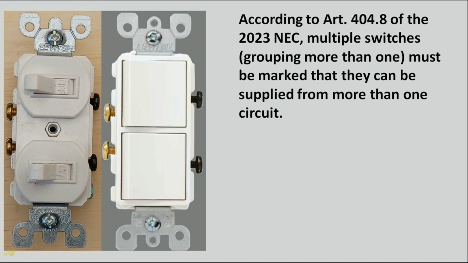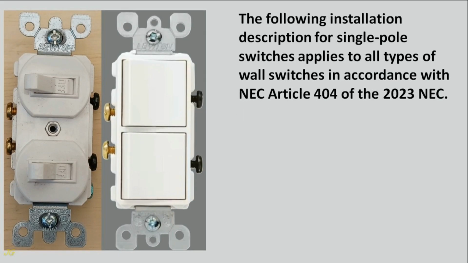According to Article 404.8 of the 2023 NEC, multiple switches, grouping more than one, must be marked that they can be supplied from more than one circuit. The following installation description for single-pole switches applies to all types of wall switches in accordance with NEC Article 404 of the 2023 NEC.